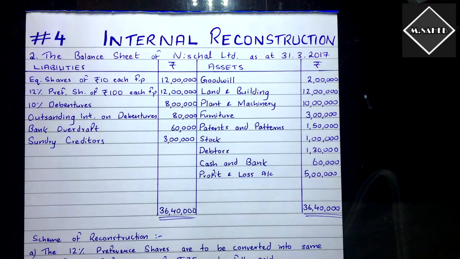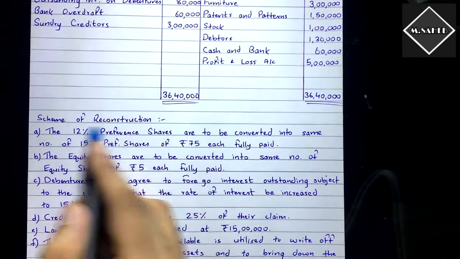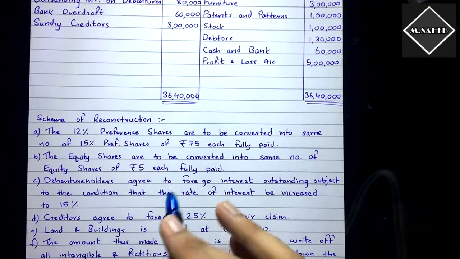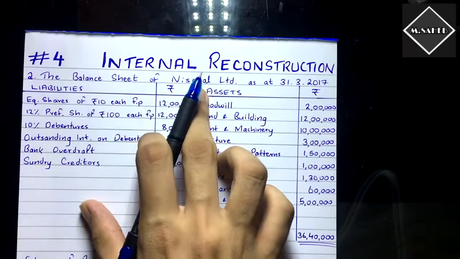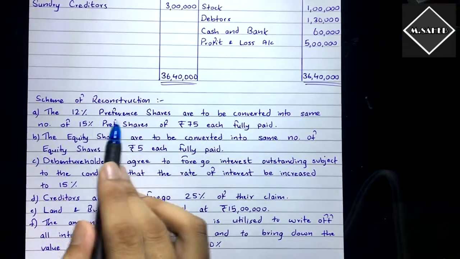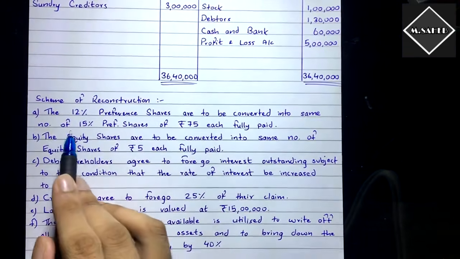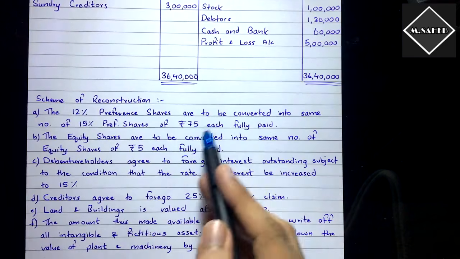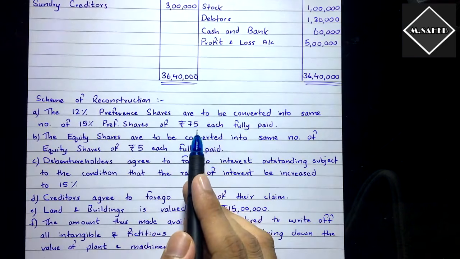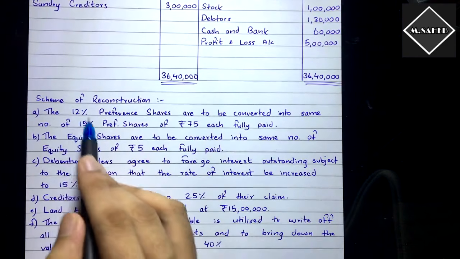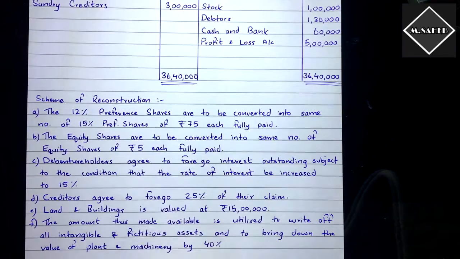Now then what we have got, see here, is the scheme of reconstruction. They have given us all the things that are going to be done to save this company, Nischal Limited, from getting liquidated, going bankrupt. See here, the 12% preference shares are to be converted into the same number of 15% preference shares of ₹75 each, fully paid up. Here they are talking about a change in the face value, as well as the percentage of dividend. We'll see all this. This is the scheme of reconstruction.